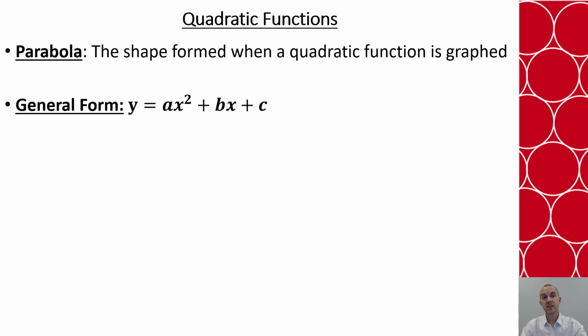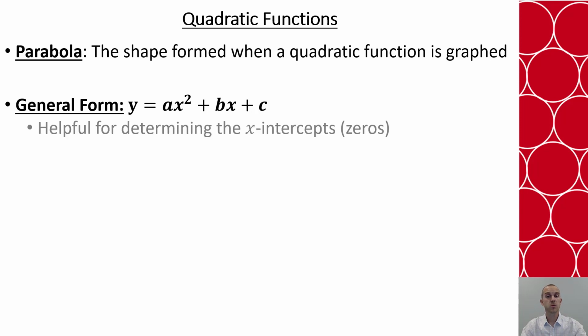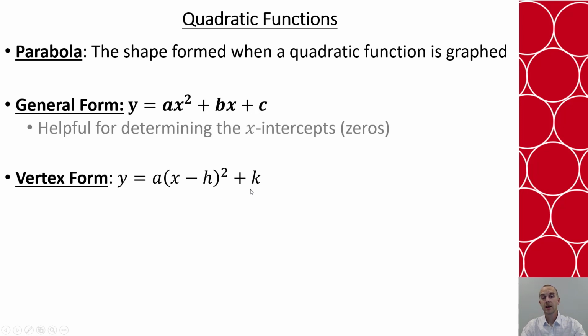We could write it in the general form, which is y equals ax squared plus bx plus c, and this form is great for finding the zeros, which represent the x-intercepts of the parabola. The other form is called the vertex form, where it's written as y equals a times the quantity x minus h squared plus k. This is great because it tells us where the actual vertex of the parabola is.